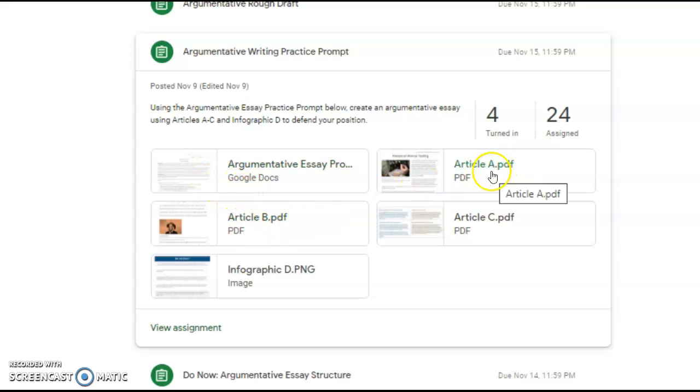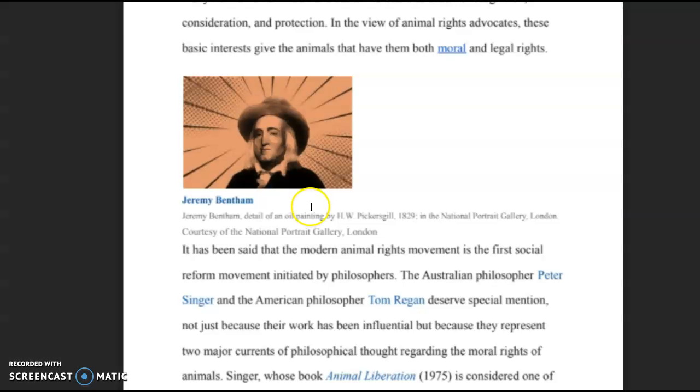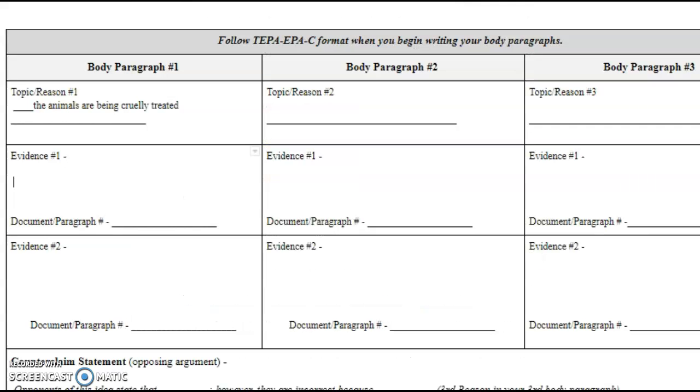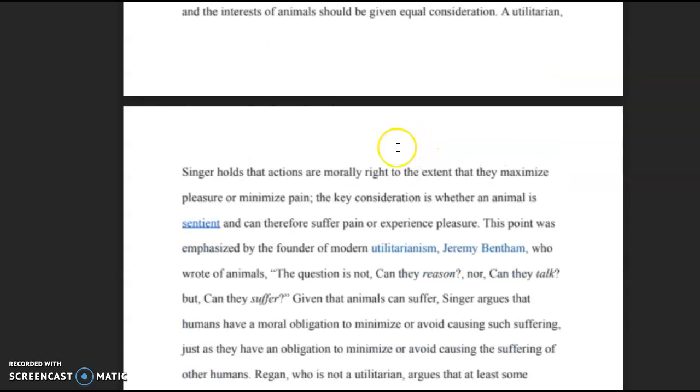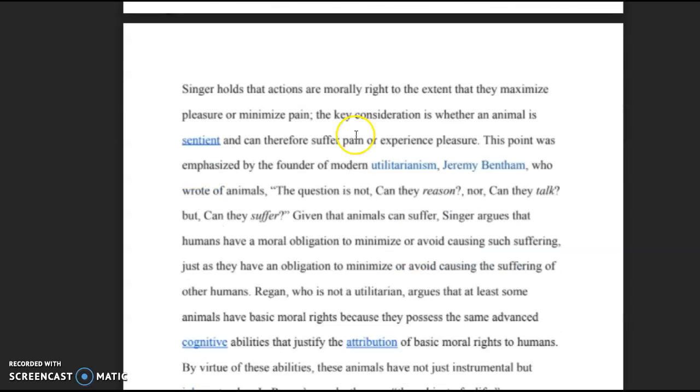You're going to open up article A, B, C, and D. You're going to go through them. You're going to find in these articles what quotes or direct quotes or evidence you can find that support your reason that animals are being treated cruelly by animal testing. I'm going to show you before I say that again. Okay? All right.